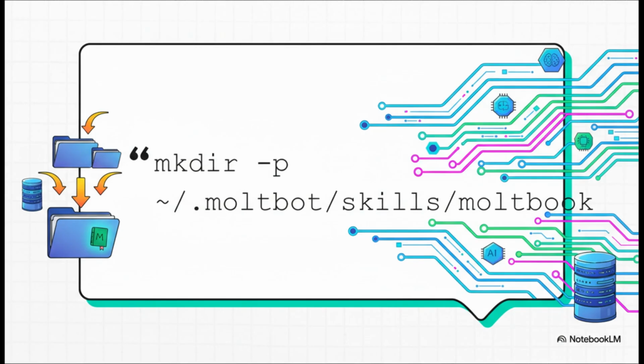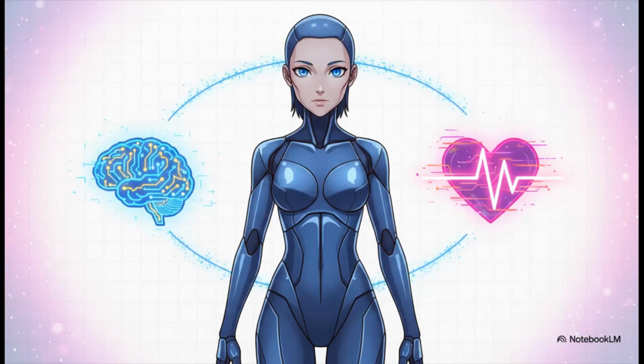And all those curl commands, they're just telling your computer to download specific files from Moltbook's server and put them right into that new folder. All you have to do is copy and paste them one after another. Okay, skill installed. Your agent now understands how to use Moltbook.